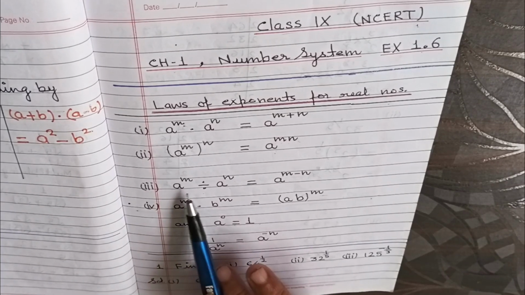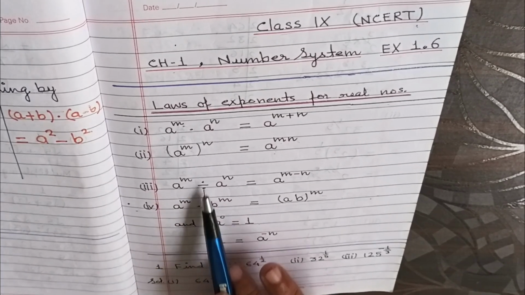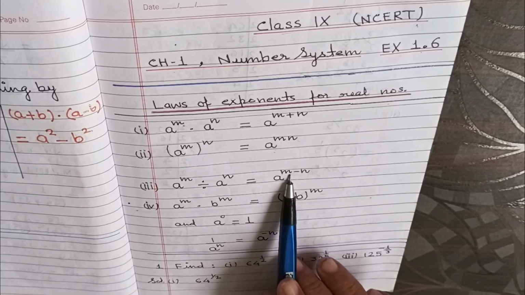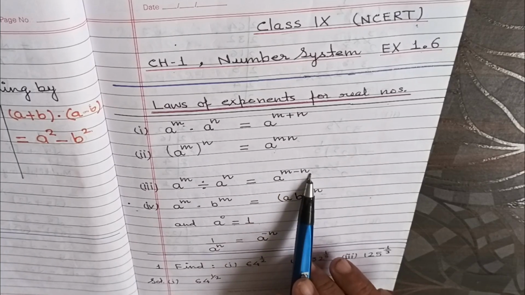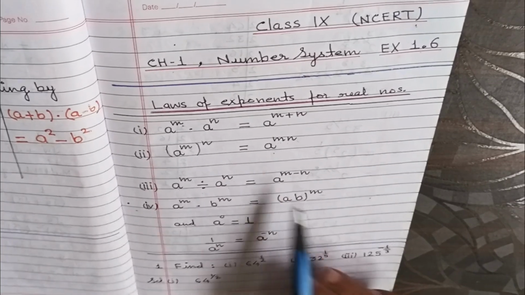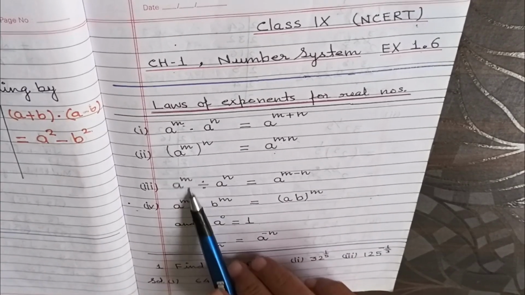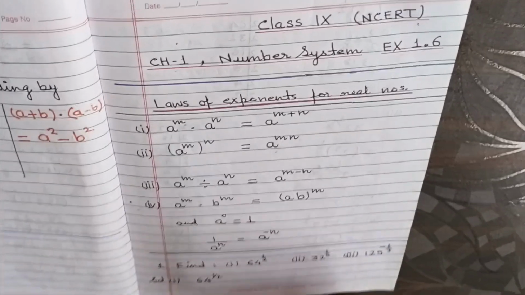Third, a to the power m divided by a to the power n equals a to the power m minus n. It is just inverse of multiplication. In multiplication, power is added. In division, power is subtracted.